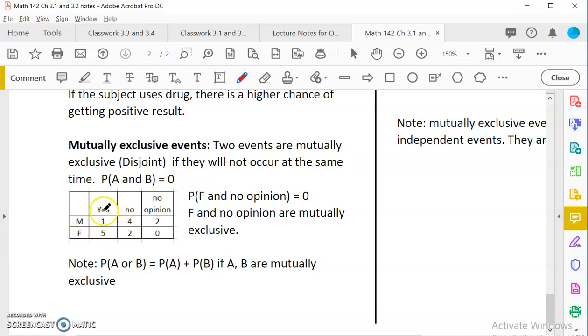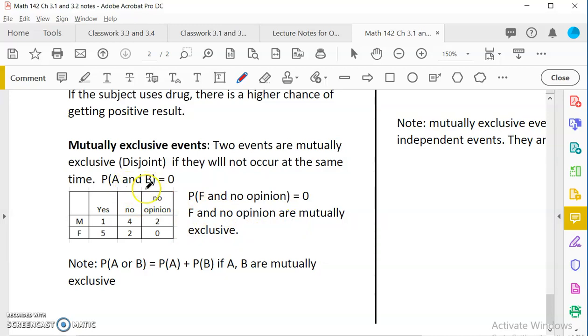They will all ask a particular question. Male had 1 answer yes, 4 answer no, 2 no opinion. But for female, they have 5 answer yes, 2 answer no, but 0 no opinion. And obviously, 0 means female and no opinion will not happen together. So we'll say female and no opinion are mutually exclusive.